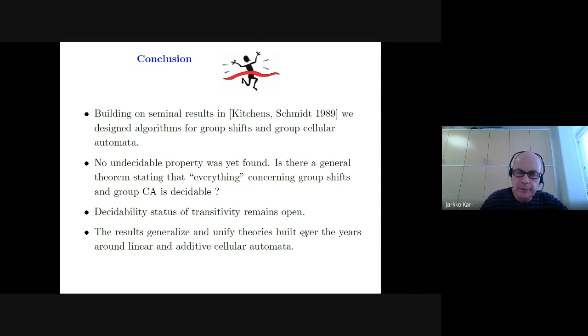Whereas these old papers for linear cellular automata and additive CA usually provide very practical algorithms. They tell you exactly how, from the coefficients of your linear local rule, you can tell whether the cellular automaton is injective or surjective and so on. So they provide much more practical algorithms than our method.